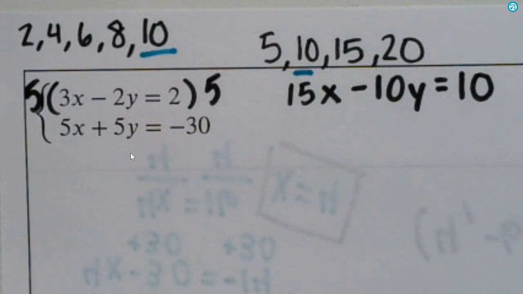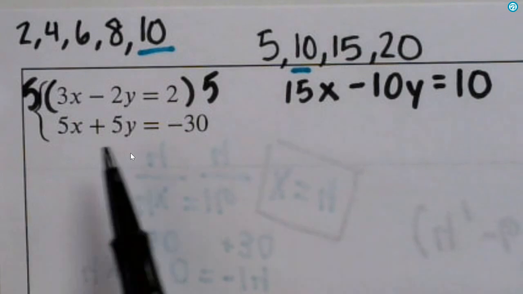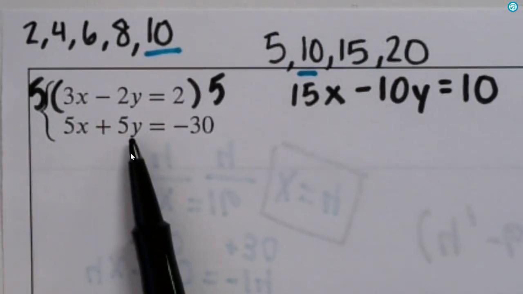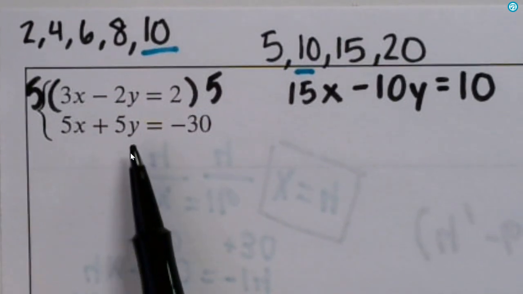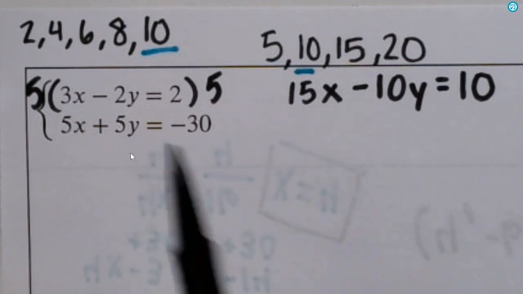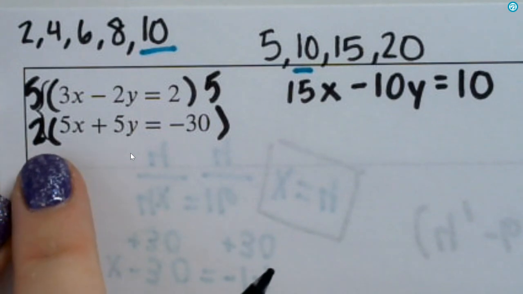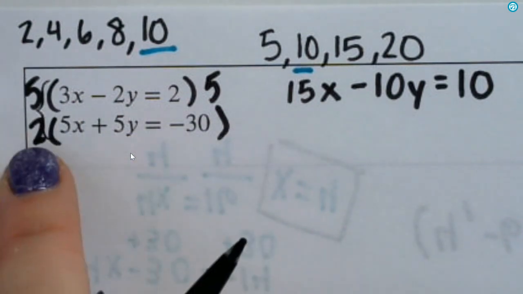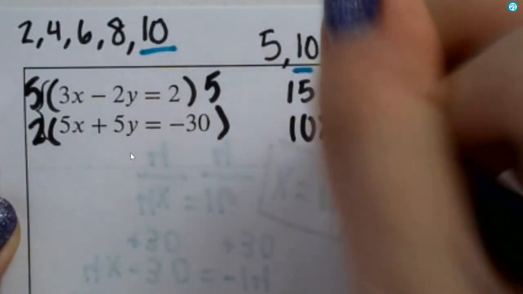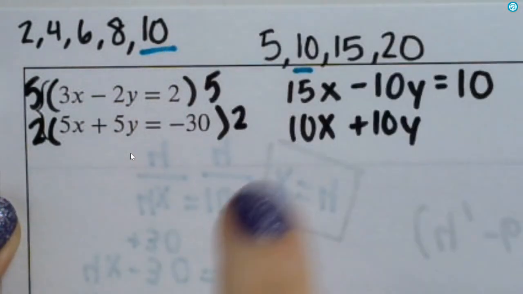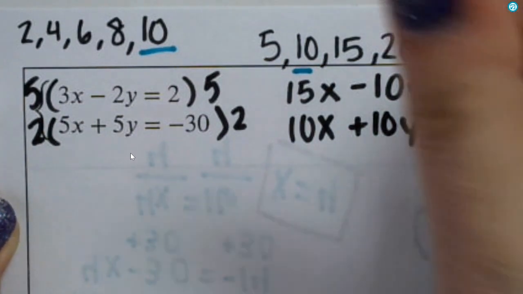Okay, for the bottom one, we've got 5x plus 5y equals negative 30. We need to make this 5y be positive 10y. So 5 times what? Can you wait until we're done? If you can, wait. If you can't, go. What do we need to multiply 5 by to make it 10? 2. Awesome. So we're going to multiply the bottom one by 2. I would say this first step is probably the hardest, figuring out what to multiply by. So 2 times 5 is 10x. 2 times 5y is 10y. And then negative 30 times 2 is negative 60.